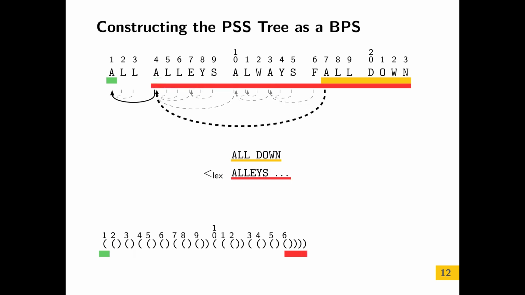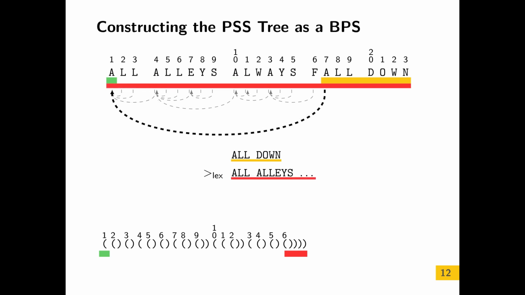Now, the only opening parenthesis that has not been closed yet belongs to node 1. Since we find out that suffix 1 is lexicographically smaller than suffix 17, we have to attach node 17 as a child of node 1. We can reflect this change in the BPS by simply appending one opening parenthesis. In the next step, the algorithm will continue by processing index 18.